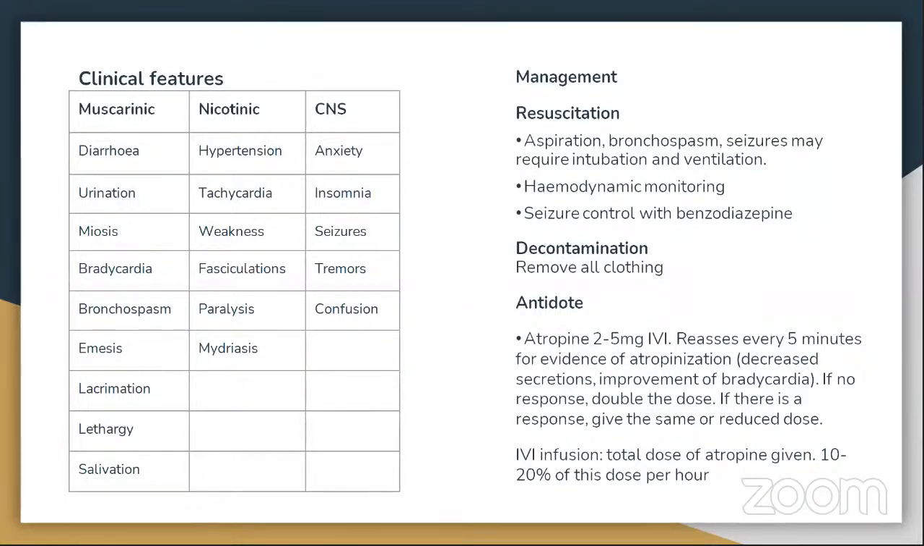Okay, so the antidote for cholinergic toxidrome is atropine, which is given 2 to 5 milligrams IV. You then have to reassess the patient every 5 minutes for evidence of atropinization, the features of which are decreased secretions, so the bronchorrhea will be improving, and improvement of the bradycardia as well. If there is no response, then you have to double the dose, and if there is a response, you give the same or a reduced dose. After that, an IV infusion is indicated, and this would be 10 to 20% of the total dose of atropine that was given initially, per hour.